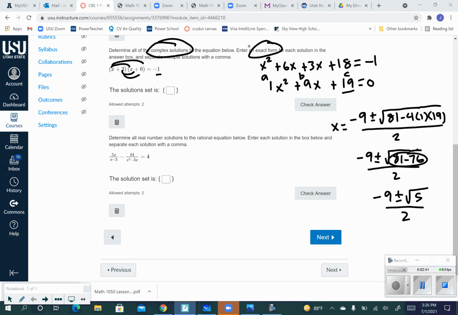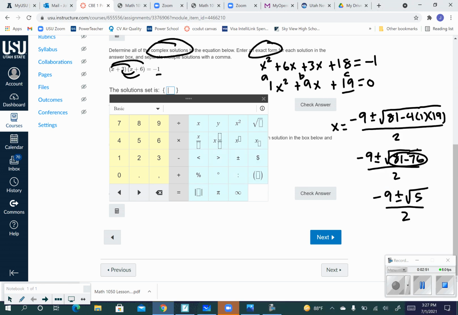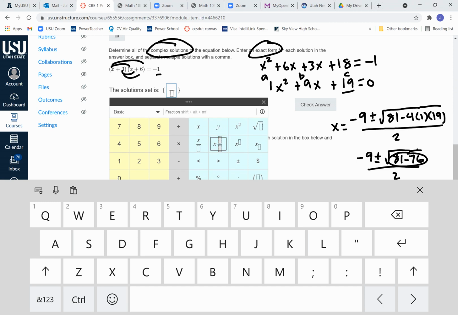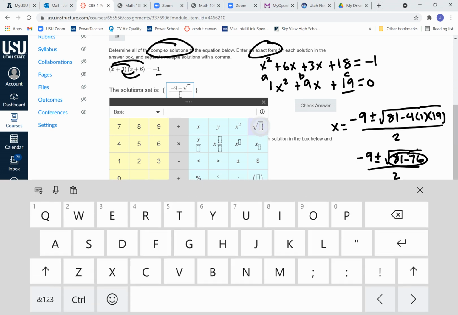Now, one thing I tried, I was just curious. I worked this a few days ago, and when I did it, I wanted to know if it would accept it if I put the plus or minus, because there is a plus or minus sign in there, and it does not. It wants it entered in separately. So I'm going to enter it as being, oops, I actually need my fraction first. So let's get our fraction up there. We're going to go -9 plus the square root of 5, all over 2. Then it wants a comma in between.